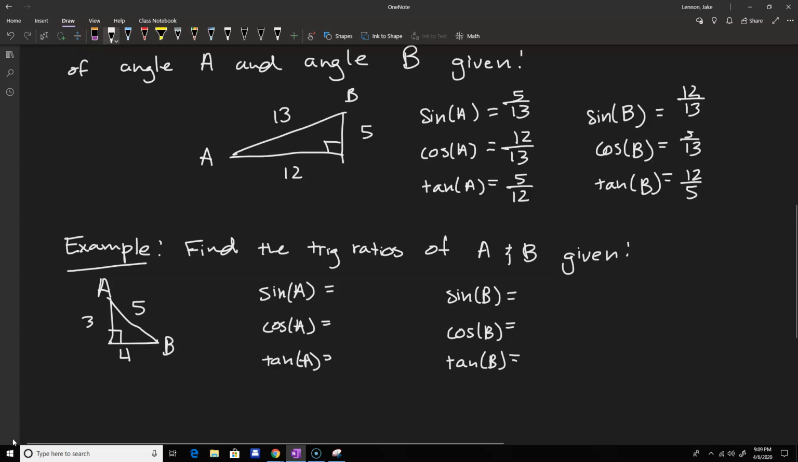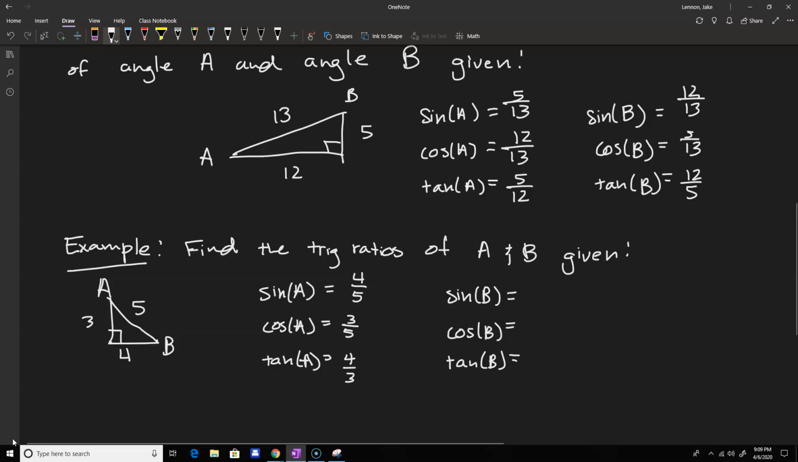So 4 is opposite of A, so the first one is going to be 4 over 5, which makes the adjacent side 3. So the cosine has to be 3 over 5, 5 being the hypotenuse, and the tangent of A would be 4 over 3.